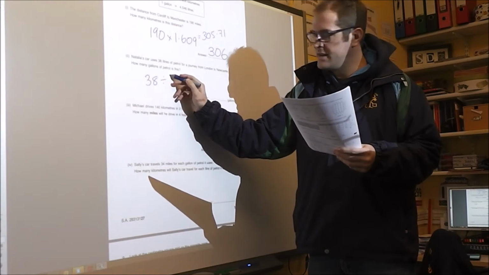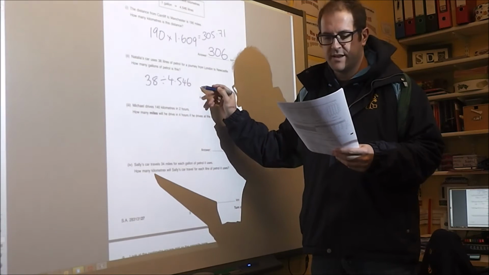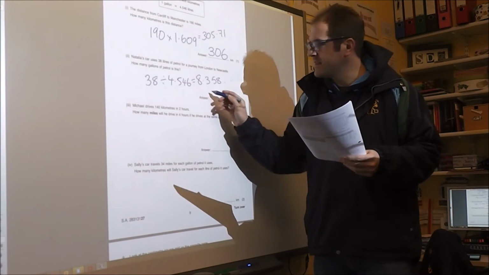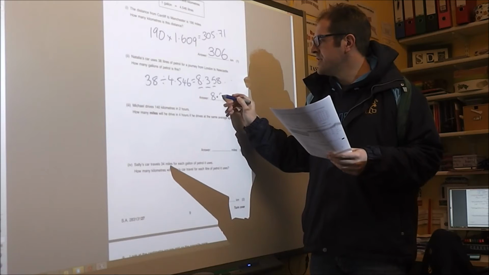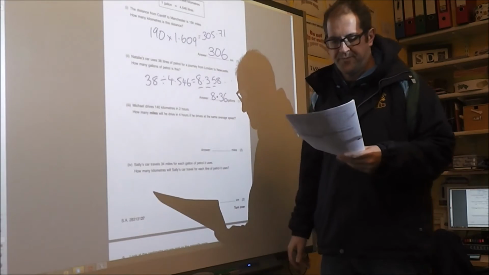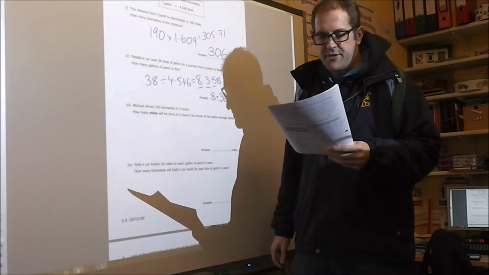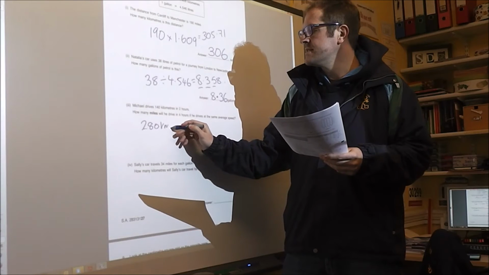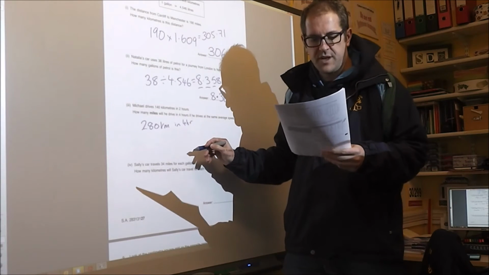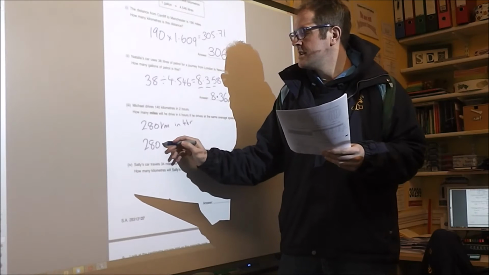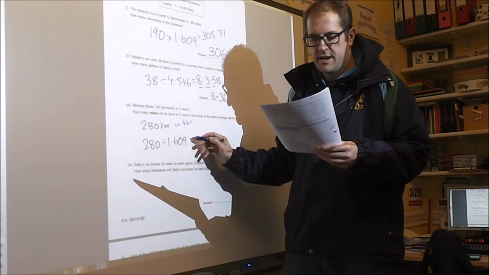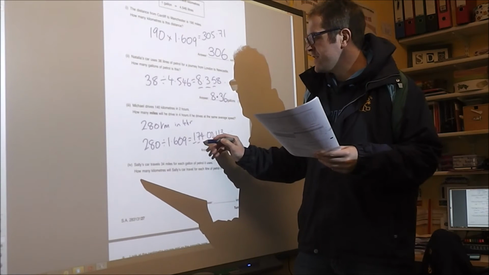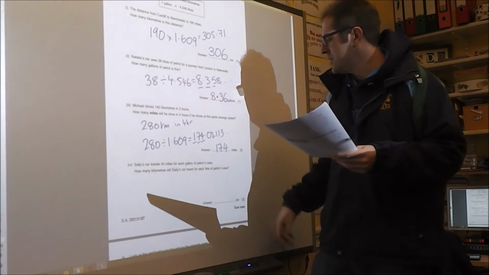38 litres divided by 4.546 is 8.358, and so on. 3 significant figures is 8.36 gallons. Michael drives 140 kilometres in 2 hours, so he'll do 280 kilometres in 4 hours. 280 kilometres divided by 1.609 gives you 174.0211, and so on. 3 significant figures, 174 miles.